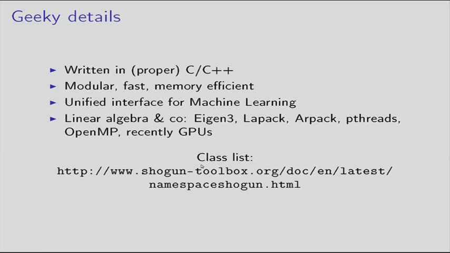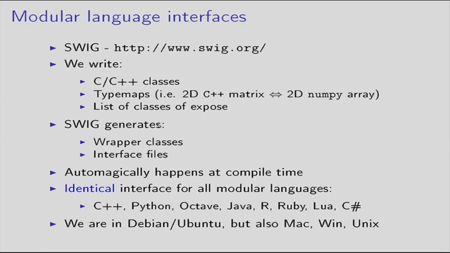Okay, and now here's one of the nicest things. We don't believe that it's good to tell users what programming language to use. But obviously, since we love Python, we use it a lot, I use it a lot for my research, we want to have an interface to it. So we use SWIG. Does anybody not know what SWIG is? No. Okay, that's a magic tool. What we do is we write our C++ classes. We define a bunch of typemaps that convert C types to, say, Python types. And then we have a list of classes that we want to expose. Then we press a button.